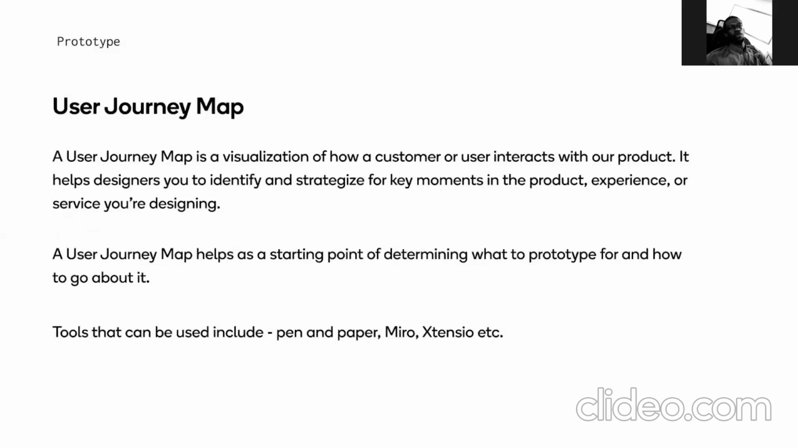So a user journey map is a visualization of how a customer or user interacts with our product. It helps designers to identify and strategize for key moments in the product experience or service you're designing. So whatever app or website you're using now, the designer had notes or had some sort of timeline of how you will use each of the features that are present on the app.